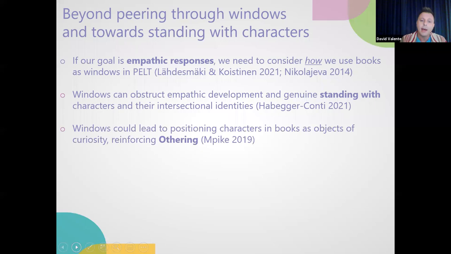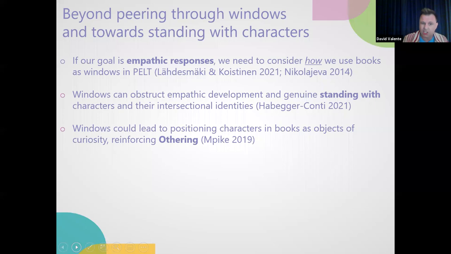Because if windows, and this is from Michelle Mapike, who talks about if windows kind of become different, you're bringing in these books and difference becomes an object of curiosity, that can actually be an obstacle to empathy and reinforce exactly what we don't want, which is othering. And also essentializing, where this idea that one aspect shown in the literature of a particular group is referred to the whole group. So all members of that group are like that, which is not actually the case. It's very inaccurate, and that's essentializing.